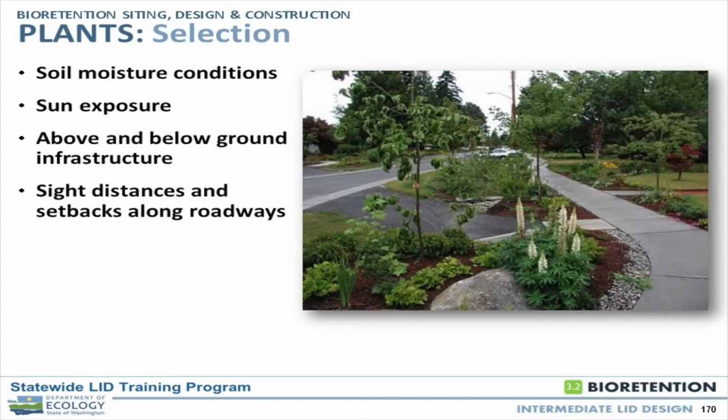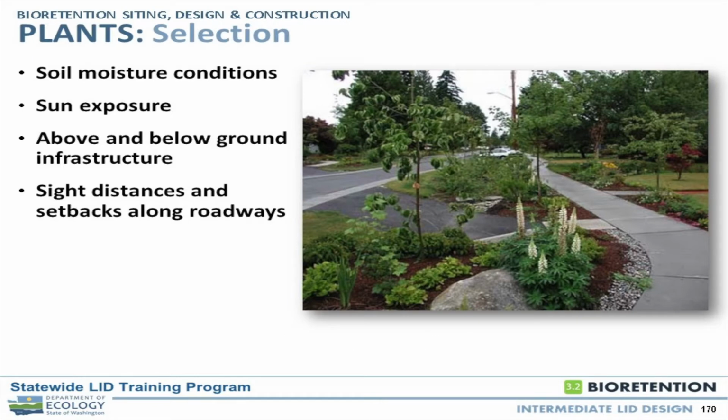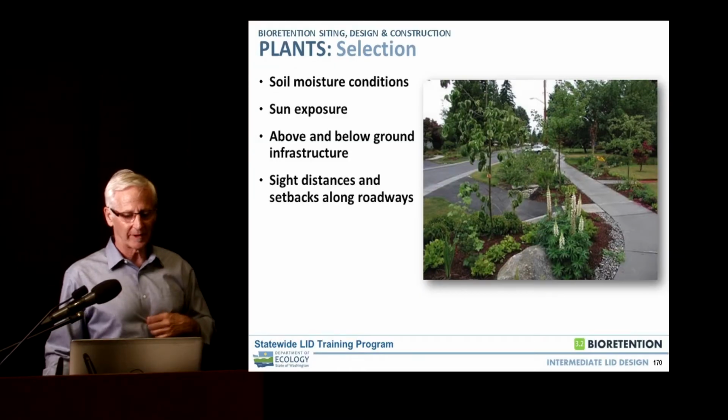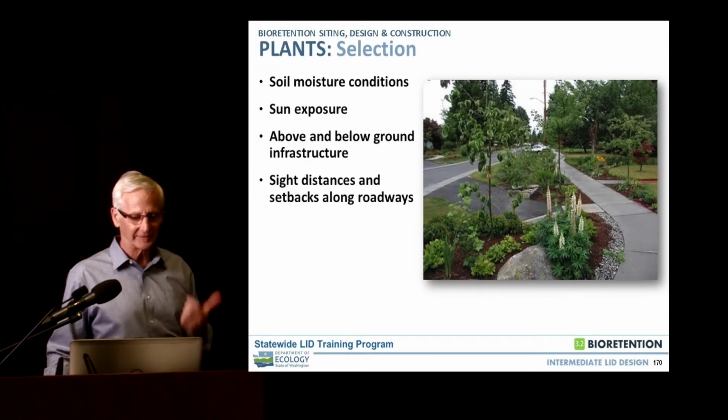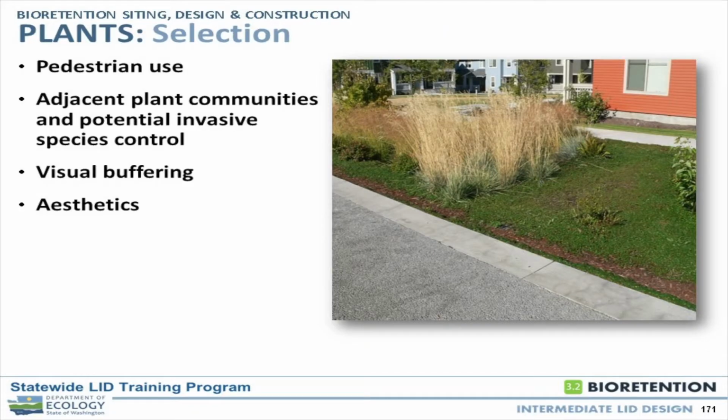But there's also sun exposure, above and below ground infrastructure. That big bioretention area that we visited at the end is a great example of other considerations that you have to consider, like site distances. And that's critical there, right, in an intersection like that. Above and below ground infrastructure, site distances are all critical. Pedestrian use, adjacent plant communities, visual buffering, and aesthetics. Visual buffering and aesthetics, so this is where we can really use bioretention, I think, for a multi-purpose.